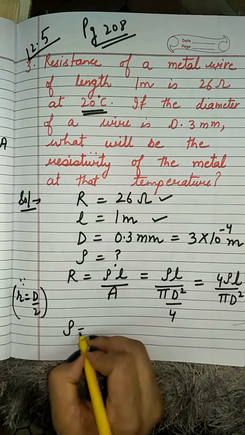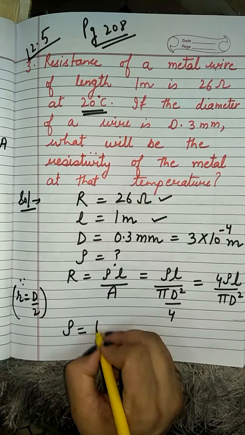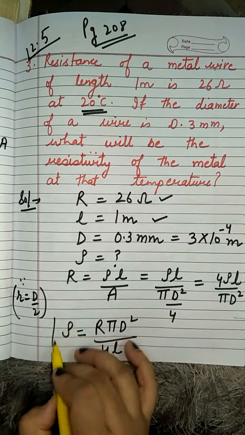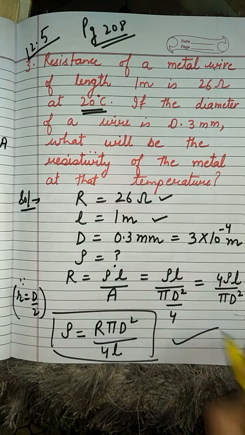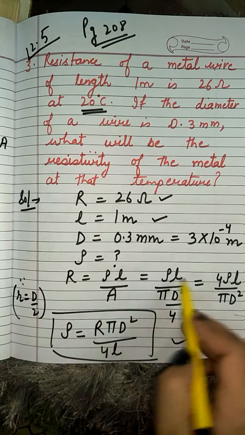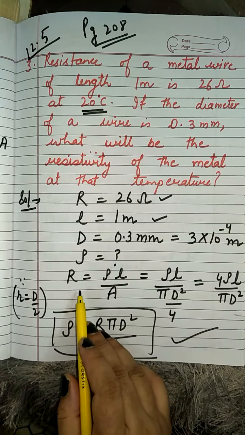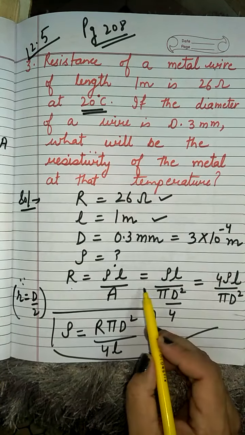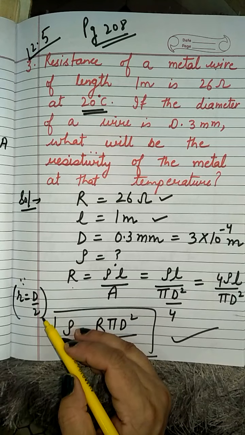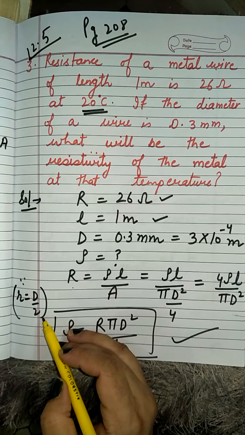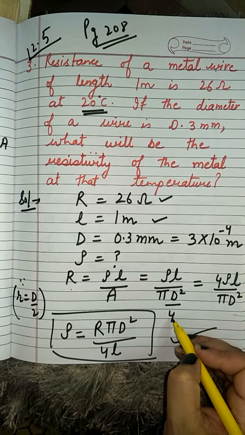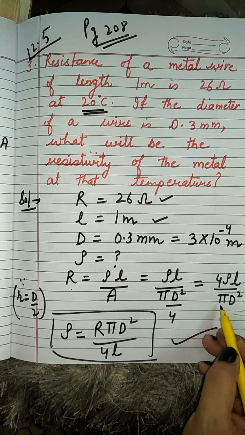And you want to find out rho? Your formula will be, you cross multiply: R pi d square over 4L. You can write this formula straight away if you are able to learn it, and if by chance you forget it in the exam, you can derive it. So I am repeating again, R is equal to rho L over A. A is pi r square. Here r is d by 2, because radius is half of the diameter. So what is the square of the radius? d square by 4. Then we take this 4 up: 4 rho L over pi d square.